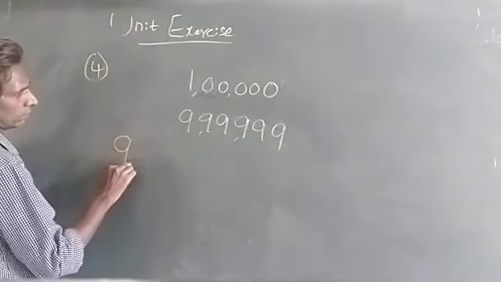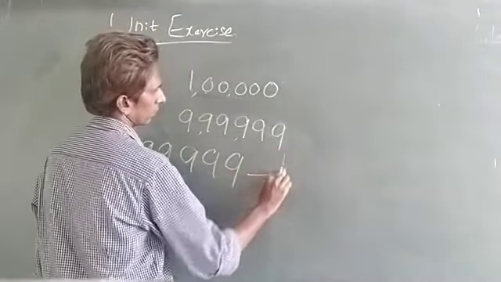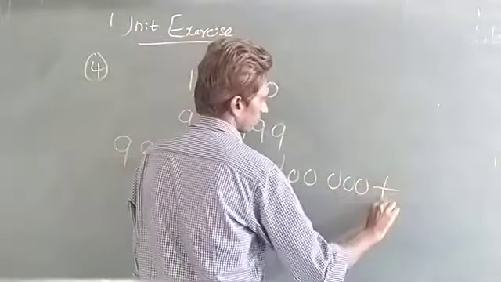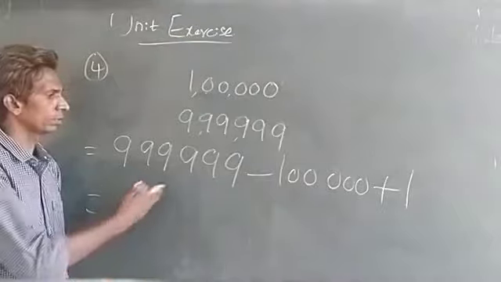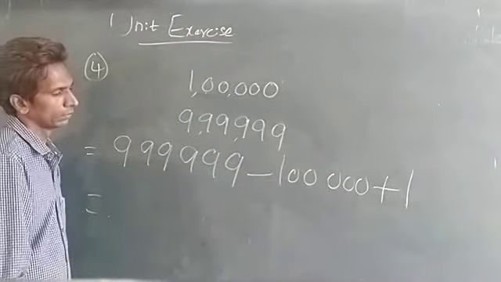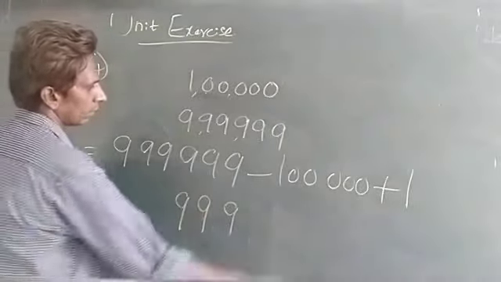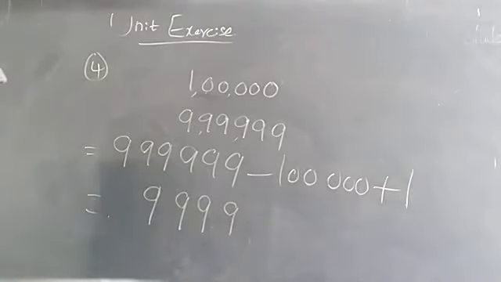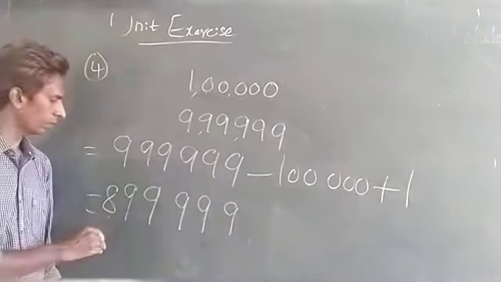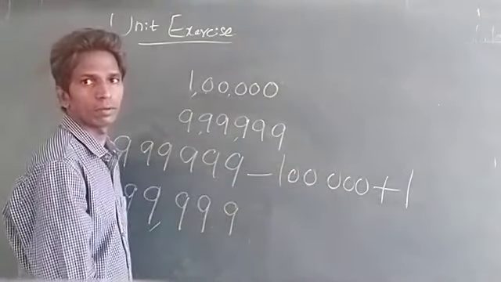So see, minus, plus 1. First of all we will do the subtraction. By doing the subtraction, what is the remaining value? 9, 9, 9, three numbers, 9 next, 9 next also, and 8 will come. 1, 2, 3, 4, 5. So the value is 8,99,999.